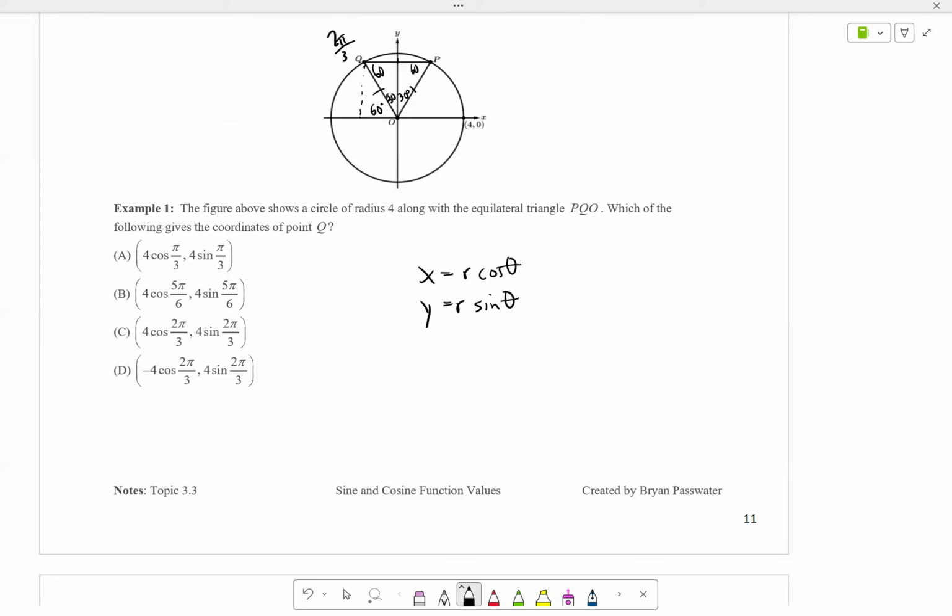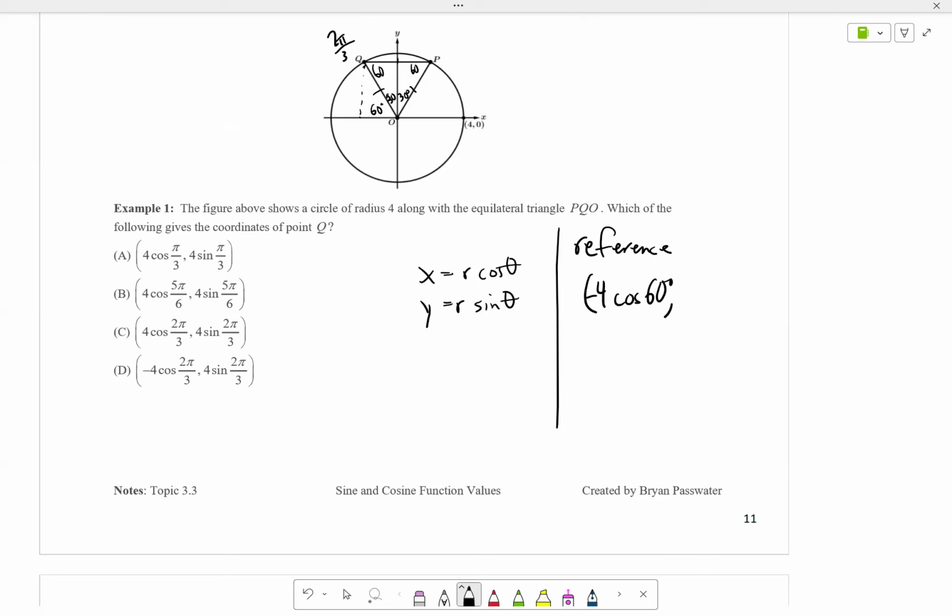You don't have to worry about positive or negative. It takes care of it. We're not actually using the reference angle here. If we were using the reference angle, you would say the first one is 4 times the cosine of 60 degrees, but we have to make that negative because I'm recognizing that it's actually in the second quadrant. We don't have to do any of that.